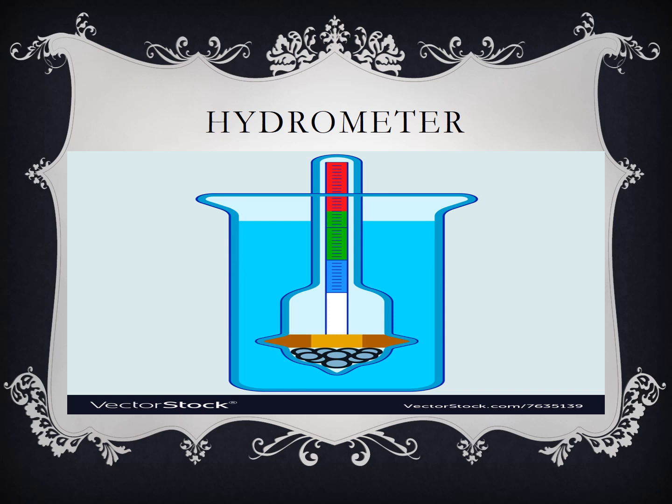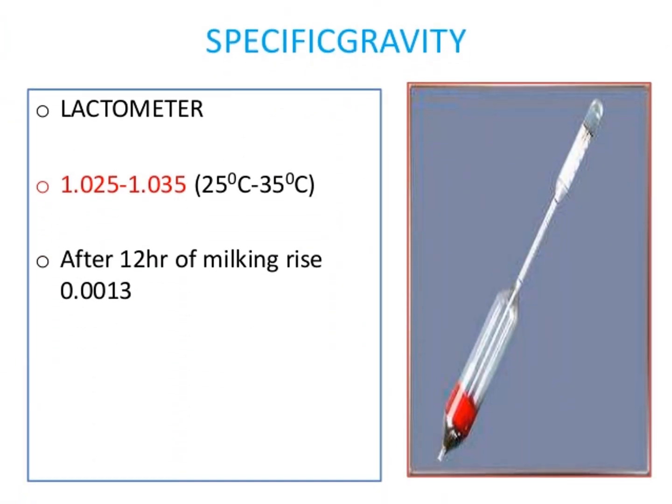Now we have to see the lactometer. Anybody saw the lactometer? See the picture, everybody. Lacto, measuring the density of milk. One form of hydrometer is the lactometer. It is an instrument used to check the purity of milk.